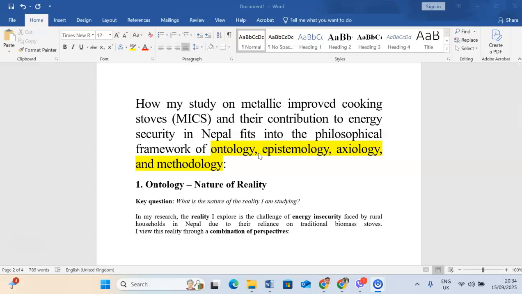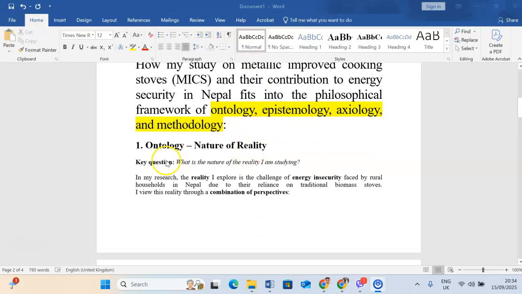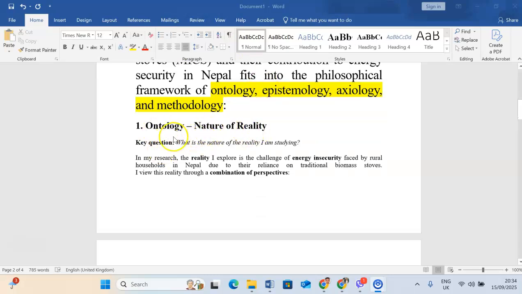So I had conducted research on metallic improved cooking stoves and its contribution in energy security in Nepal. And let's just see how all of these terminologies fits into the philosophical framework of my research. So obviously let's start with ontology.